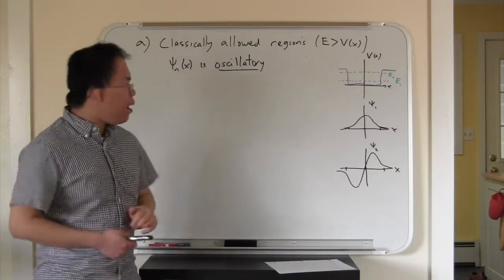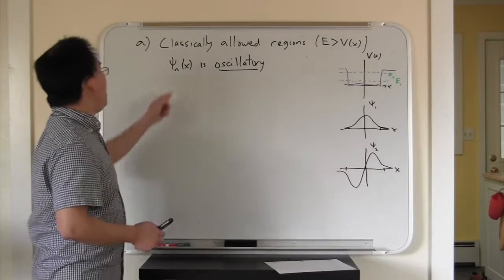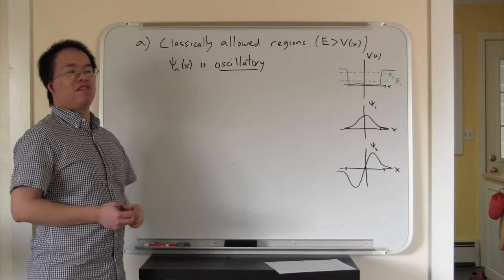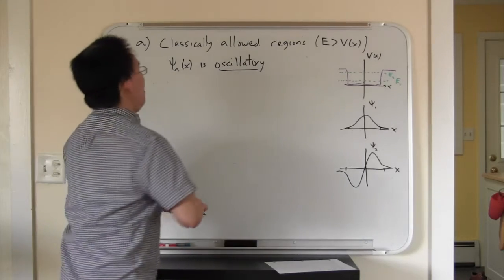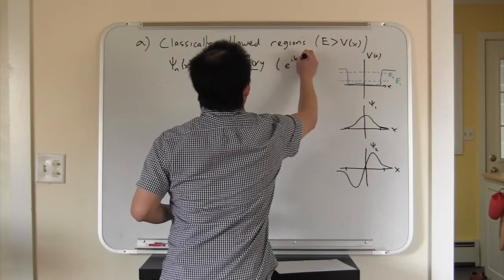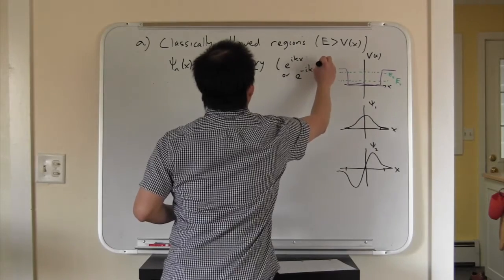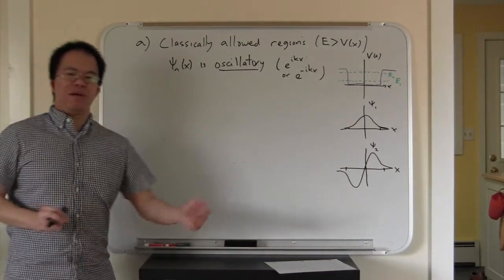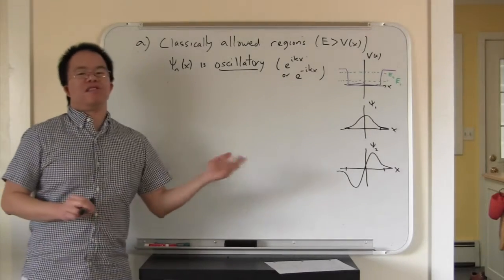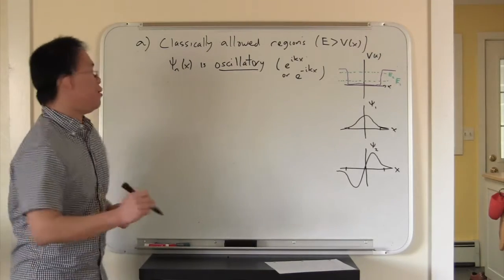For the finite square well, the classically allowed region is inside the well. We saw in the last class that there the wave function is oscillatory, namely, it goes like e to the i kx or e to the minus i kx. Or if you want to think about sines and cosines, you can think about those. Now, why is this? We can see why by thinking about the time-independent Schrödinger equation.